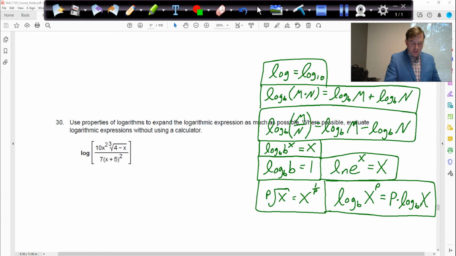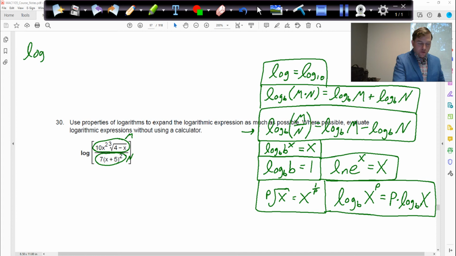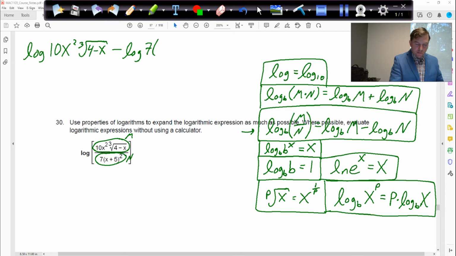So the first thing we're going to do is take everything on top, call that m, take everything on bottom, call that n, and we're going to use this division property. So we're going to write 1 log as 2. We're going to have everything on top, 10 times x squared times the cubed root of 4 minus x, minus log base 10 of everything on the bottom, 7 times x plus 5 squared.